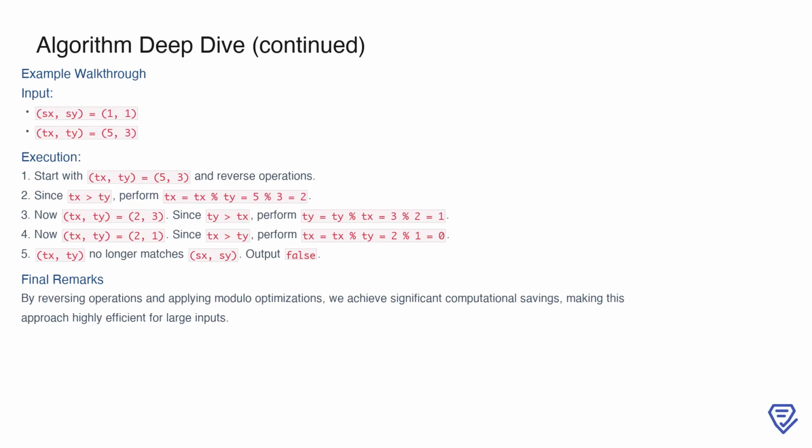This example highlights how reversing operations and applying modulo optimizations allow us to efficiently determine whether the target can be reached. By focusing only on valid paths and reducing unnecessary computations, this approach offers a clear advantage over exhaustive simulation.